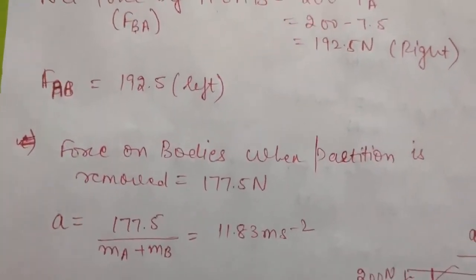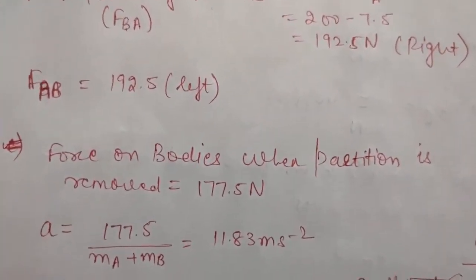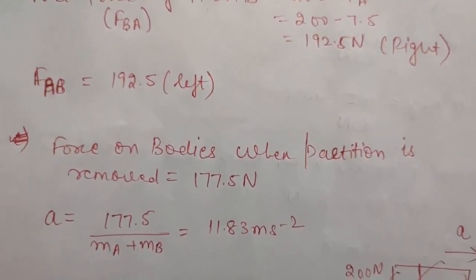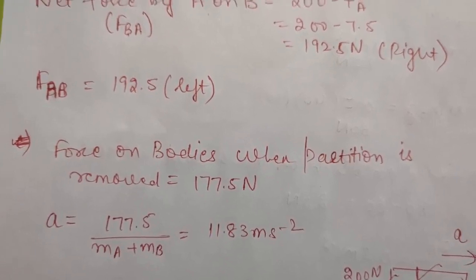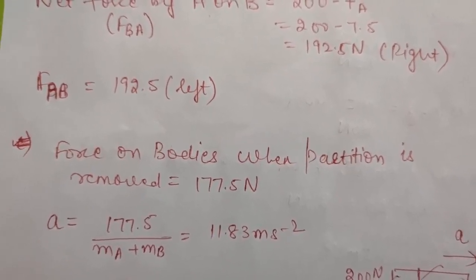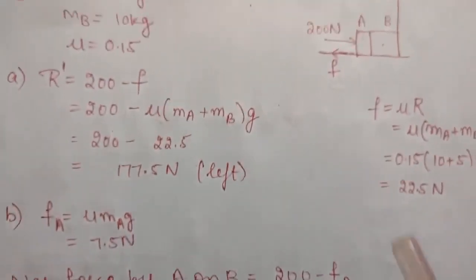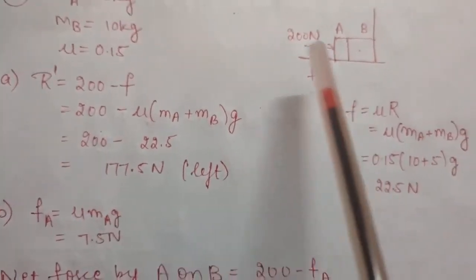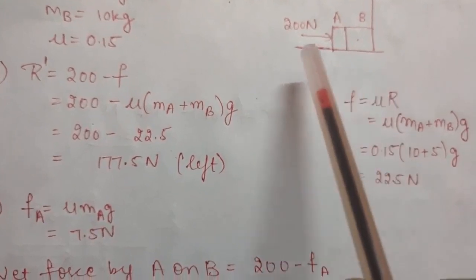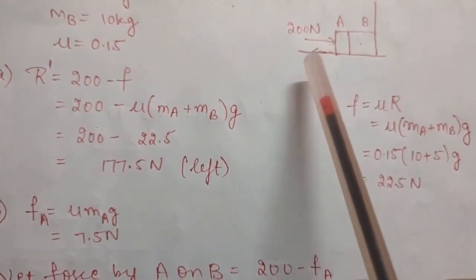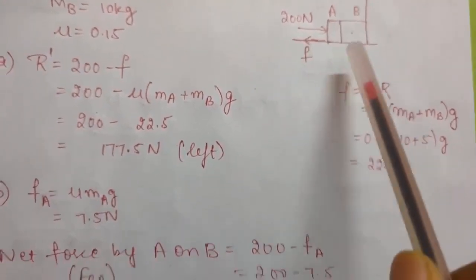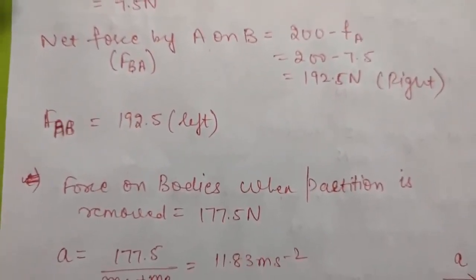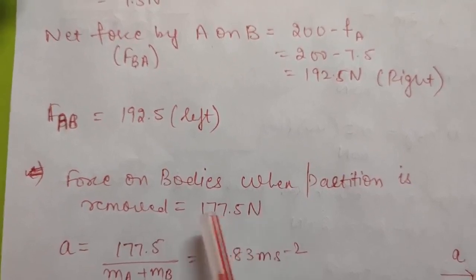Okay, so the next question says, if the partition is removed, then what will be the action reaction forces? See, if the partition is removed, can you tell what will be the force acting on it? The force acting on it will be this only, right? Because this is the 200 Newton which is applied, and this is the friction force. So the net force acting on them will be 177.5 Newton. That is applied force minus friction force.